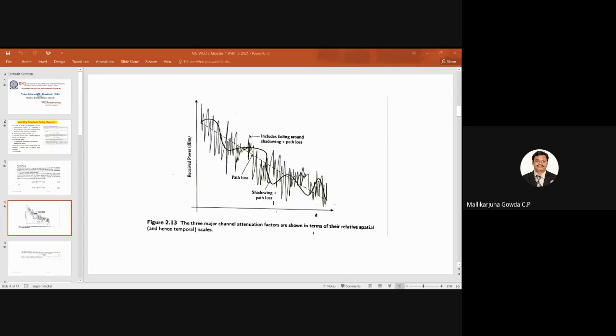Hope this picture is clear. So what is this picture? It shows received power, in dBm, versus the distance. Will you be able to draw this diagram, showing how path loss, shadowing and fading appear? Hope this point is clear. What is fading?